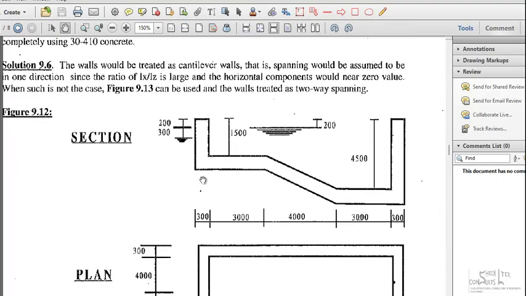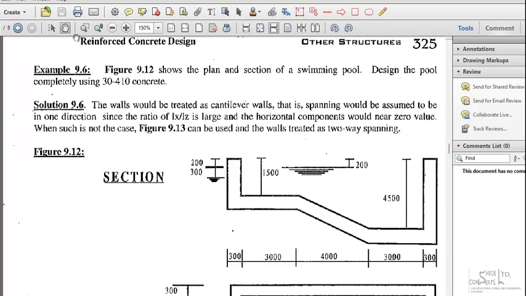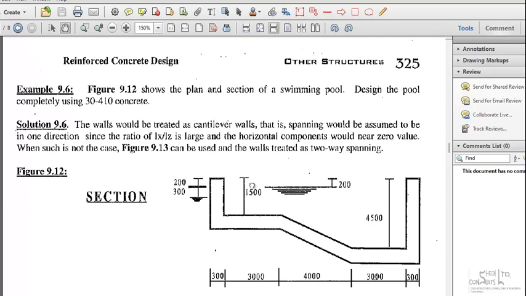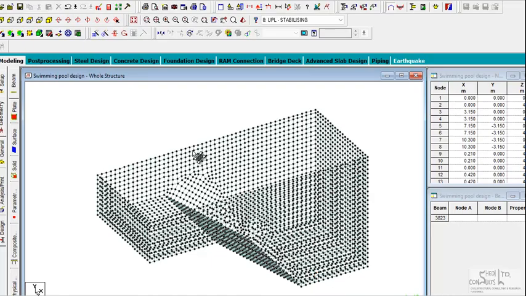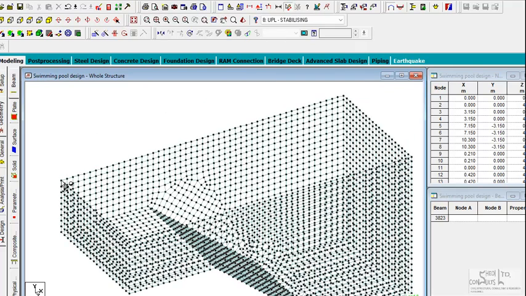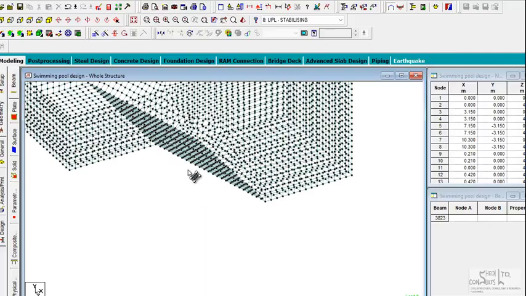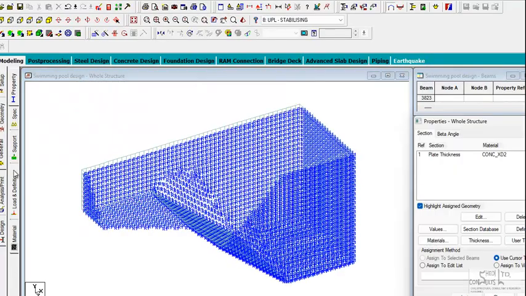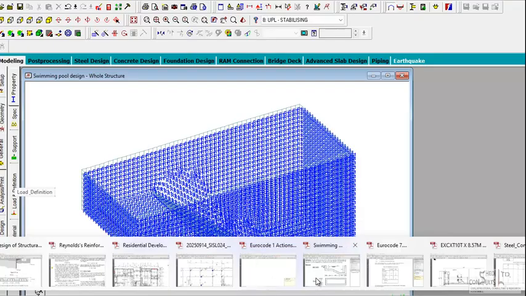So you asked if we did check. This is the swimming pool structural design, which was taken from an example in this reinforced concrete design text. We modeled the swimming pool precisely, as you can see. The dimensions and the isotropic properties of the swimming pool were all modeled correctly, including the base, and then we applied all the loads associated with the swimming pool as captured in this text.